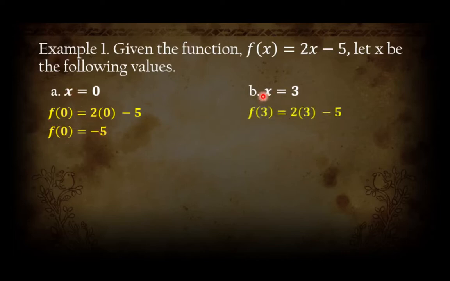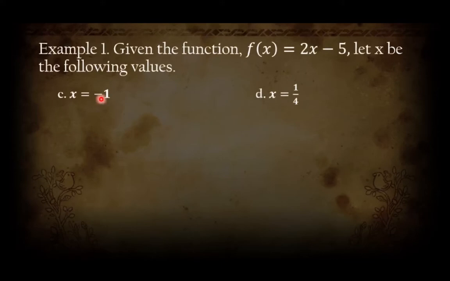Also, we have x equals 3. We plug 3 into the original equation. So, we have 2 times 3 minus 5. 2 times 3, we know that is 6. Minus 5, that would be positive 1. So, the 3 is the input and the output would be 1. Okay? So, that's it.